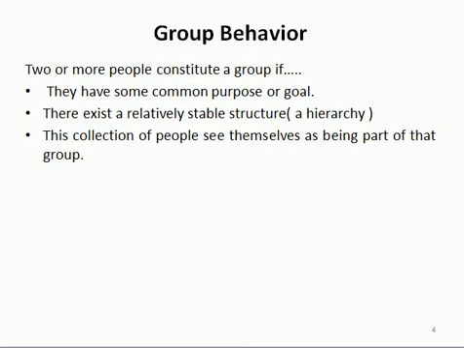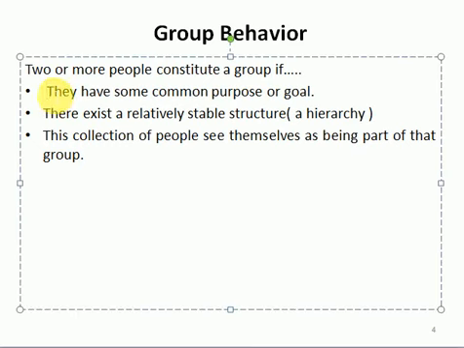It means that individuals have come together and are interacting with each other for achieving a particular goal, and they have a common purpose and common goals. What they are collectively achieving is called group behavior. There is a relatively stable hierarchy of group structure in the organization.